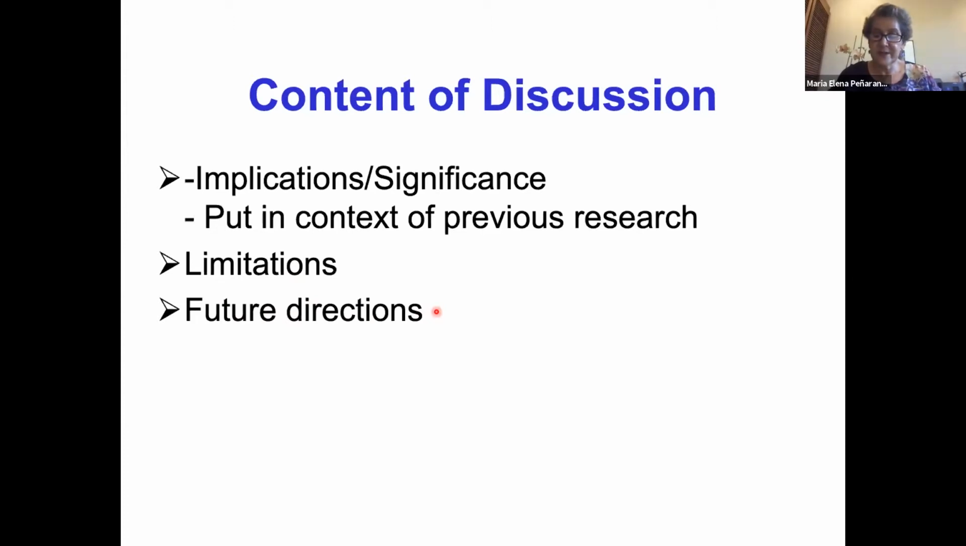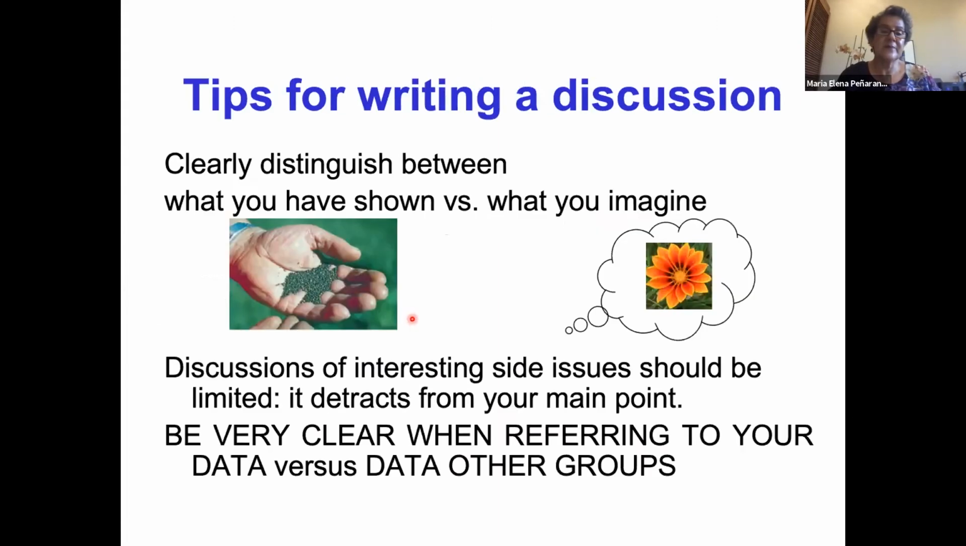But don't say further studies are needed. This is a very trite sentence. So you have to use your own imagination to explain what you're saying. This is what we're trying to say here: you have to distinguish between what you have shown versus what you imagine. So you say, we have shown this particular seed is important, the seed of your thoughts more than any literal seeds, and then what you imagine these seeds are going to do. Discussion of side issues of interest should be limited. It detracts from the main point.